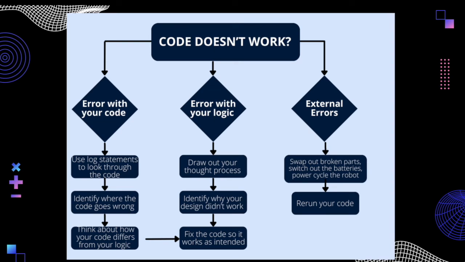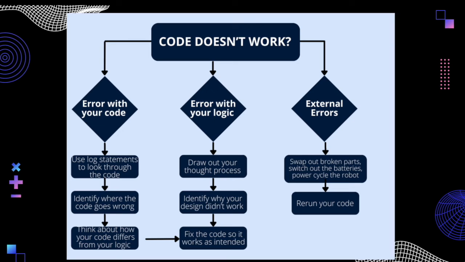This is a flowchart illustrating the basic process of debugging. Our first course of action is to identify what kind of error we're working with. However, before we do anything with our code, we have to first check if anything external is impacting the robot. So we have to check if any parts are broken, if the battery on the robot is potentially too low, if any wires are disconnected, and if there are any connection errors, and we can also just try power cycling the robot to see if that will fix it.